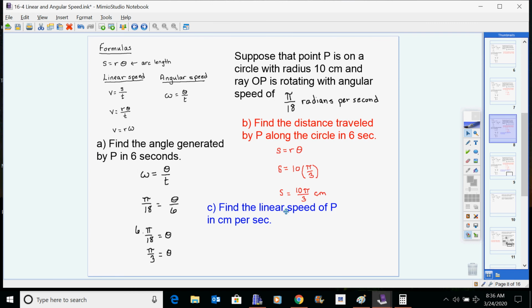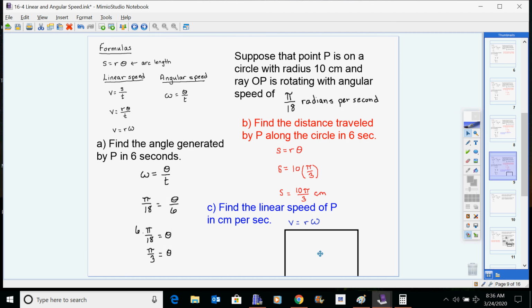So if we want to find the linear speed, we're thinking about this linear speed in centimeters per second. So I have a certain number of centimeters, and I have a certain time. I could take this and divide it by time. That would be one way of doing that. You could use any of the equations that you have. The easiest one, though, is going to be V equals R omega, because it's the easiest calculating.